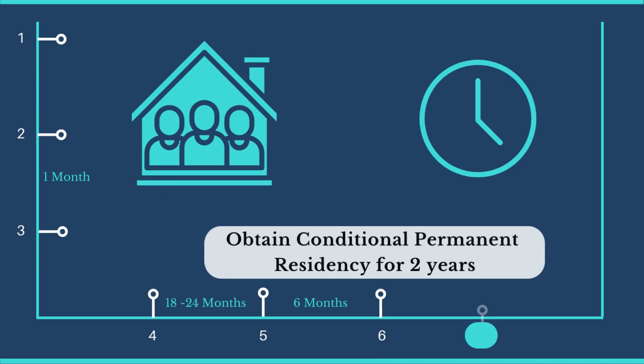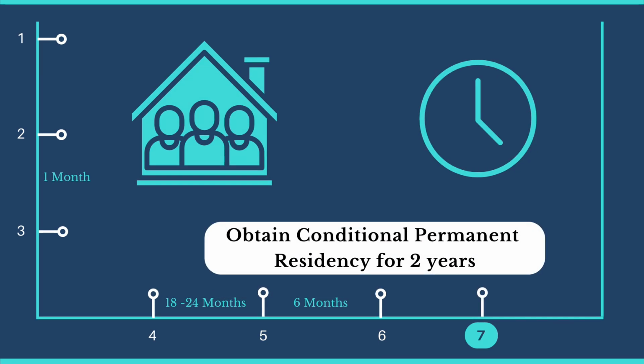Step 7. Obtain conditional permanent residency for 2 years. The principal applicant and the immediate family members will receive a 2-year visa upon entering the United States. The investor must visit the United States within 180 days of the approval of the conditional permanent residency. Also, they must keep the capital invested in the project for this period.